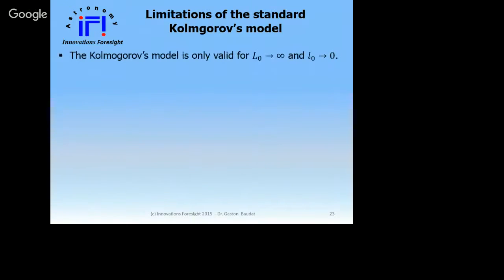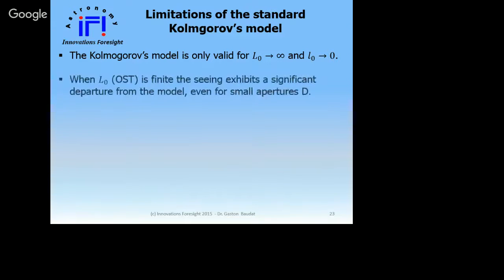But the Kolmogorov model makes at least one fundamental assumption: the outer scale of the turbulence, the L0, large L0, is infinite, and the small one is 0. The assumption about the small is quite okay, but the large one is not true. I mean, there is no reason to believe the large scales of turbulence are infinite in size in the atmosphere. In fact, they are not close to that, and the difference has a significant impact on the result.